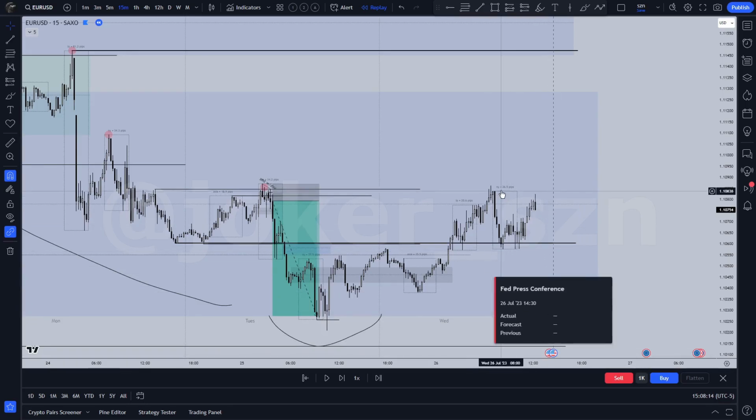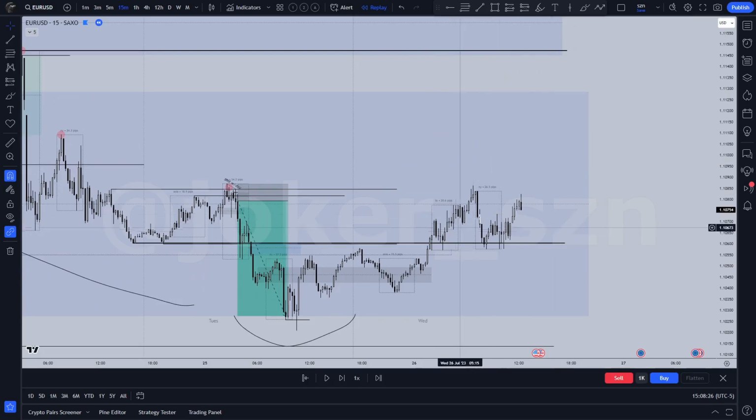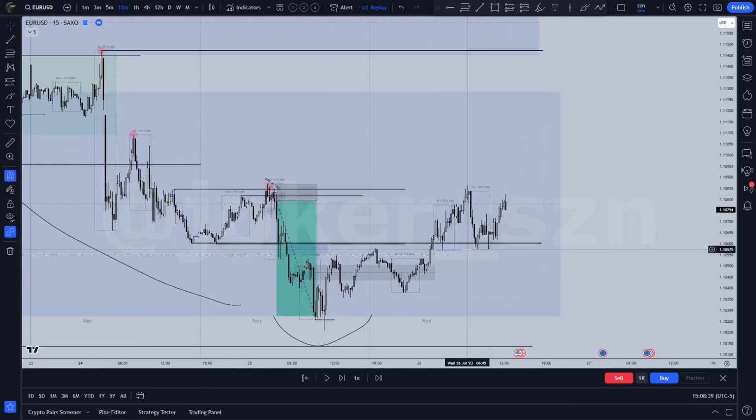Also, obviously we have FOMC, so we don't trade the New York session anyway. So again, we have multiple reasons why we don't trade the New York session today. First of all, the time-based rules, and then again the price-based rules, which I already mentioned. The London and Asia session profiles do not fit our bias or our criteria for a New York session continuation.